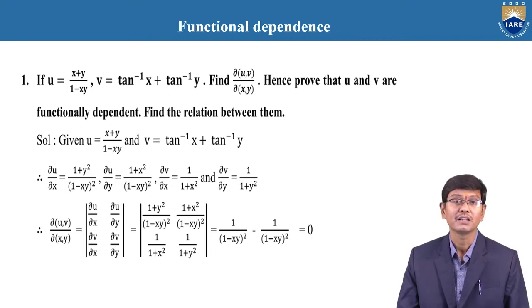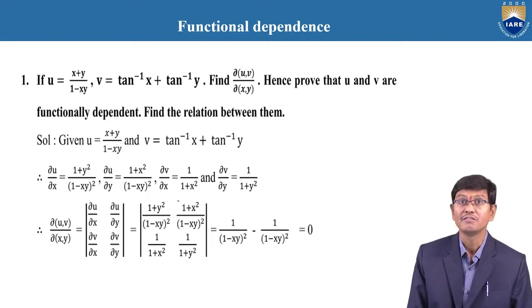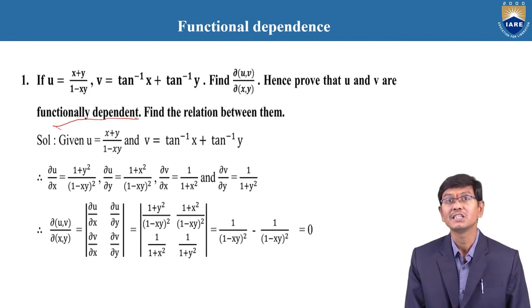Hence, we need to prove that u and v are functionally dependent. And if they are functionally related, that is dependent, then find the relation between the given functions u and v. For this, we need to remember the condition: with the help of the given function, functionally dependent is nothing but the determinant being equal to 0.